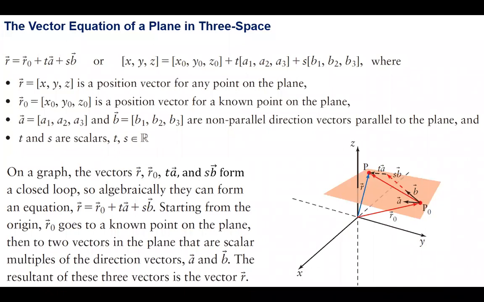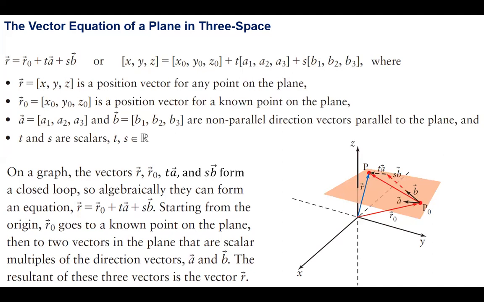So it's quite similar to the vector equation of a line in 3 space, right? The difference is that we have t times a vector plus s times another vector, and these 2 vectors are both parallel to that plane. This concept is shown here in the graph on the bottom right. Any point on that plane can be expressed as a given point plus a real number times a parallel vector plus another real number times another parallel vector to that plane.